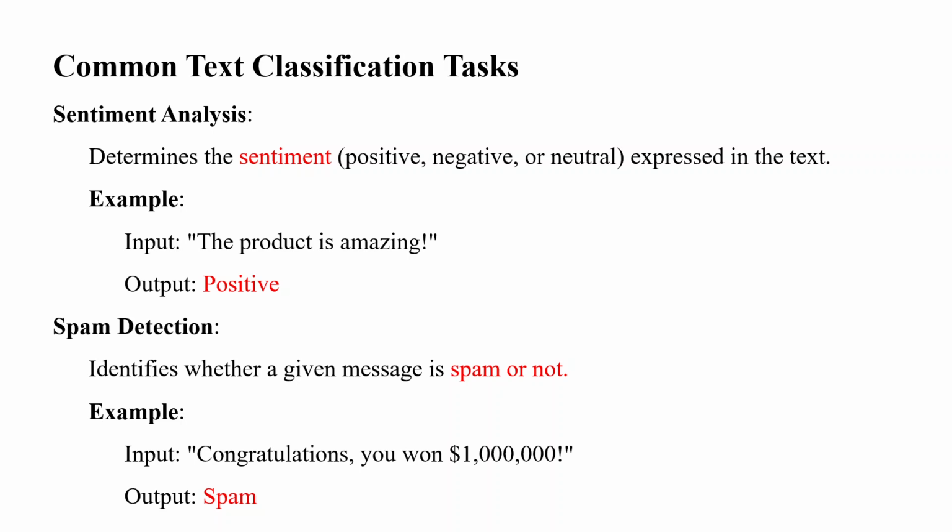Here, textual data under sentiment analysis, the product is amazing. If I give textual data like this, text classification will assign a positive label to the particular sentence. Under spam detection, if I give an input, congratulations, you win $1 million, that sentence it takes as textual data. The textual data is assigned labels by using the text classification mechanism and gives an output as spam. So here the labels are positive and spam.